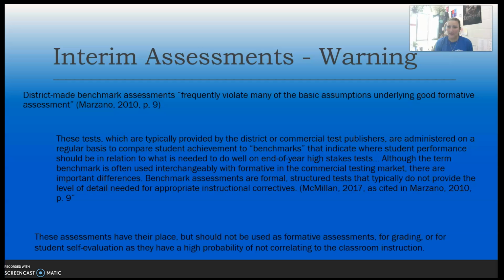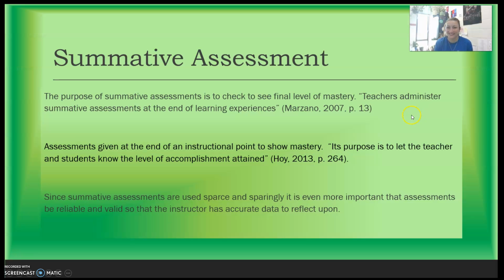However, again, be careful with them because they don't align to your classroom instruction. So if your kids don't do great at them, don't take it too harsh. Figure out where the discrepancy is, and if it's something you haven't taught yet, that's fine, as long as you get to it before they take that summative at the end. I'm sorry, the formative at the end of the year. No, summative. I was right. Summative at the end of the year. You want to make sure you hit those.